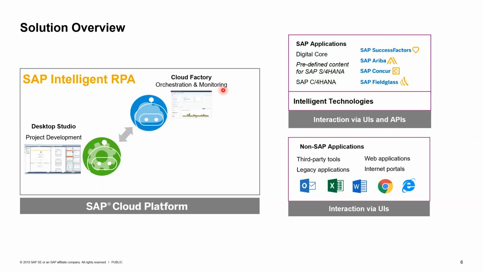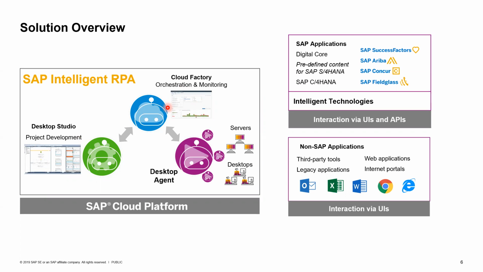Then comes the most important or central component of RPA, which is called the Cloud Factory. This is the central component, as I said, which is used for orchestration and monitoring. This component is on the SAP Cloud Platform, and it is here that you will acquire certain bots from the bot store. You will also deploy the bots that have been created by your developers. Then here you choose which bots will run in your organization, which agents or users would be allowed to run those bots. And you can also then monitor these bots.